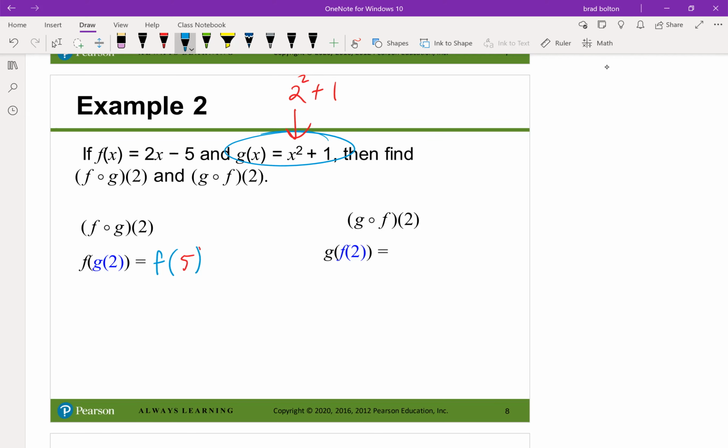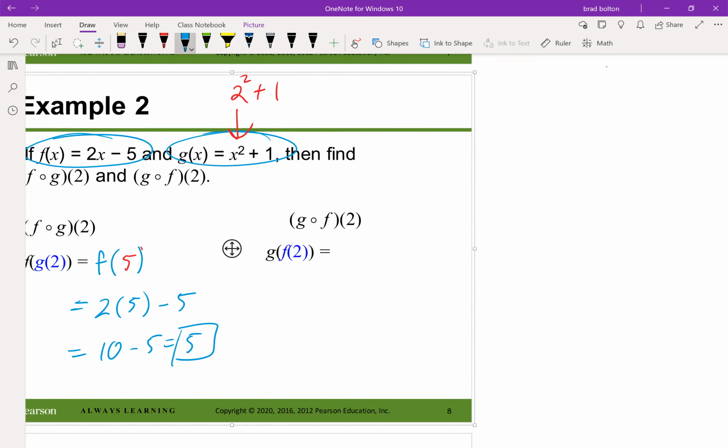And what would f of 5 be? Now, f is 2x minus 5. So now I'm going to do 2 times x, but instead of x, I'm going to use 5, minus 5. So we get 10 minus 5, which is 5. A lot of 5s floating around in that problem. So that's the way I like to think of it.